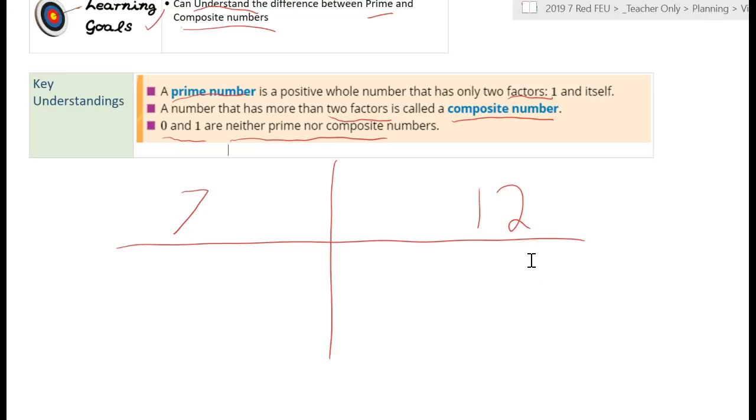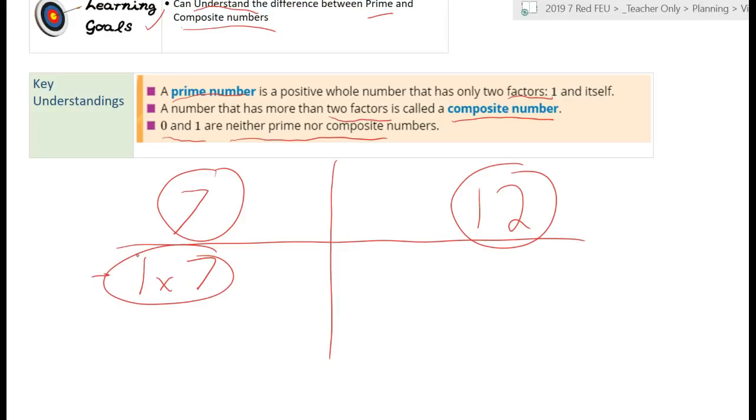Using this definition, we're going to look at these two numbers: 7 and 12. We're going to list the factors for both of these numbers and see if they only have 1 and itself, or more than that. Let's start with 7. To get 7, I know that 1 times 7 are factors. I can't do 2, as 7 is not divisible by 2. It's not divisible by 3 either. So I only have the one set of factors here, which is 1 and itself. That means it's a prime number, because it's only divisible by 1 and itself.